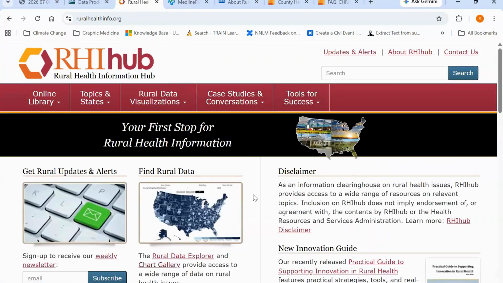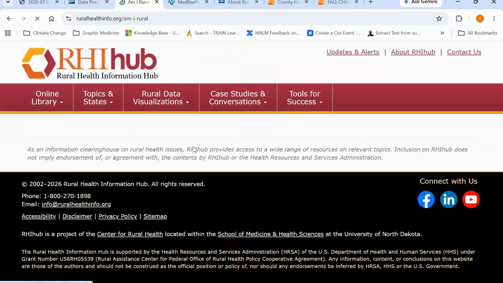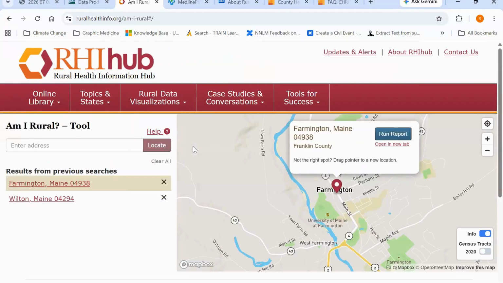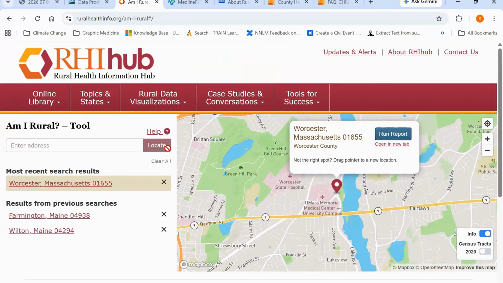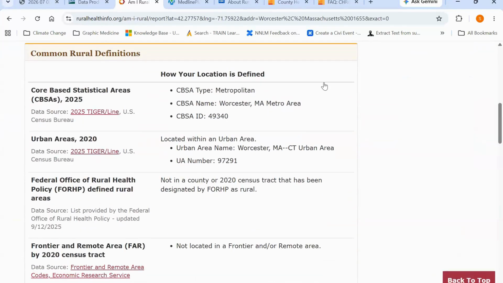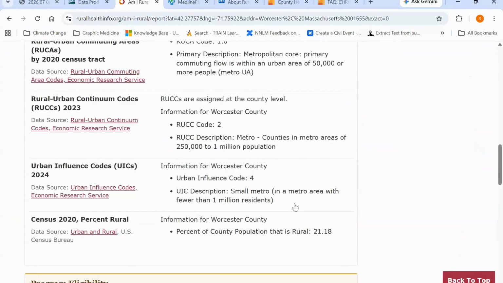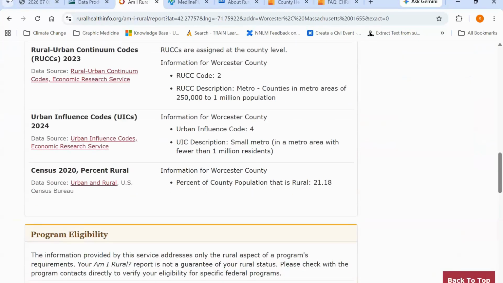I want to go back out real quick and highlight the Am I Rural tool. So if I put my zip code in, or the zip code for the office, Worcester, Massachusetts, and run the report, it's going to tell me across all of these definitions of rural that it is not rural. So not useful, but it's a good case study because we know Worcester is not rural.